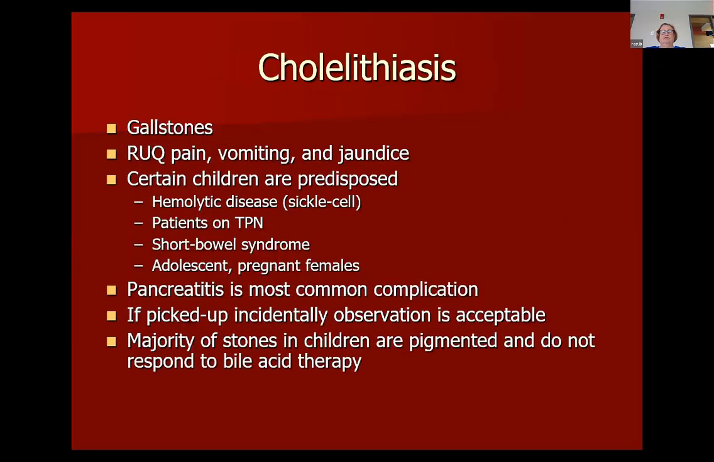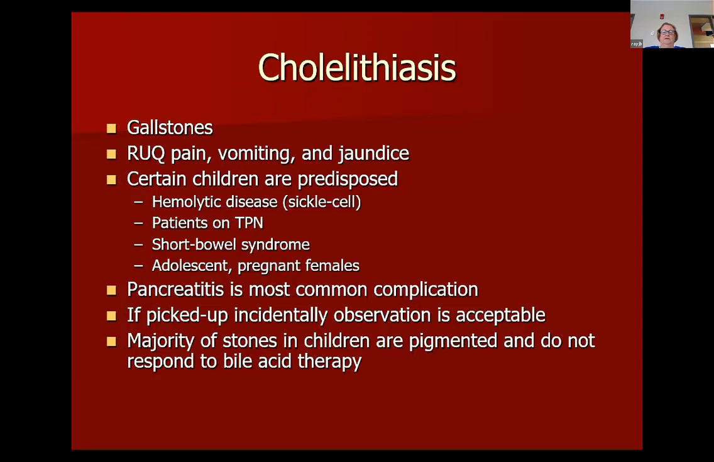Cholelithiasis, once again, gallstones, right upper quadrant pain, vomiting, and jaundice. Certain children are predisposed. Sicklers, patients who have to be on TPN for a long period of time, or hyperalimentation, whatever term you all use. Kids who have had short bowel syndrome, who of course are going to be on TPN and stuff. Adolescents, and particularly adolescent pregnant females.